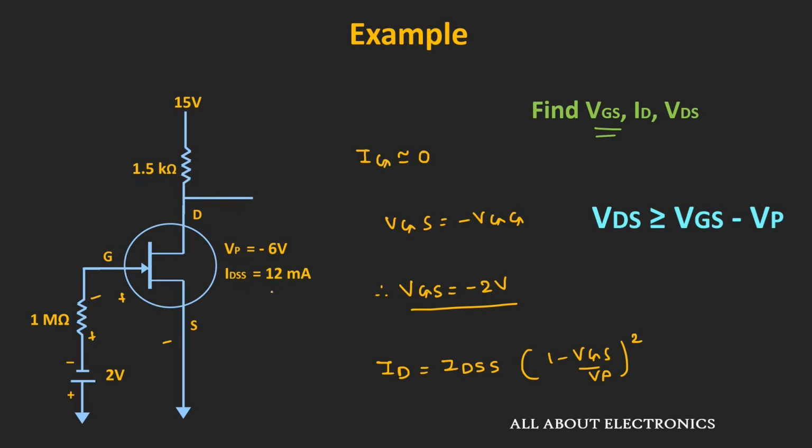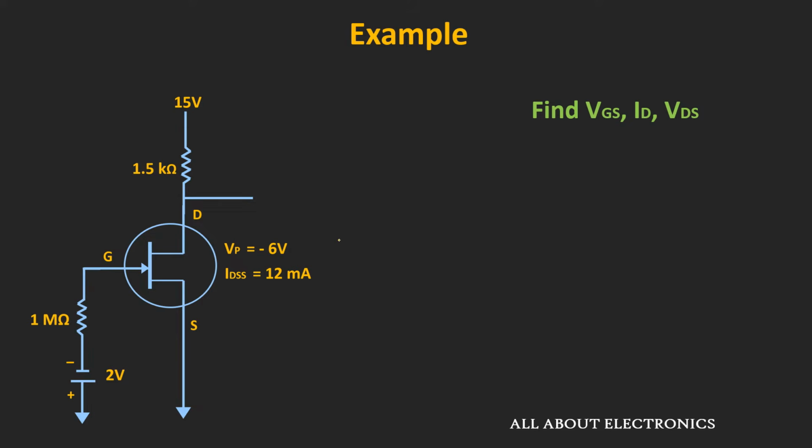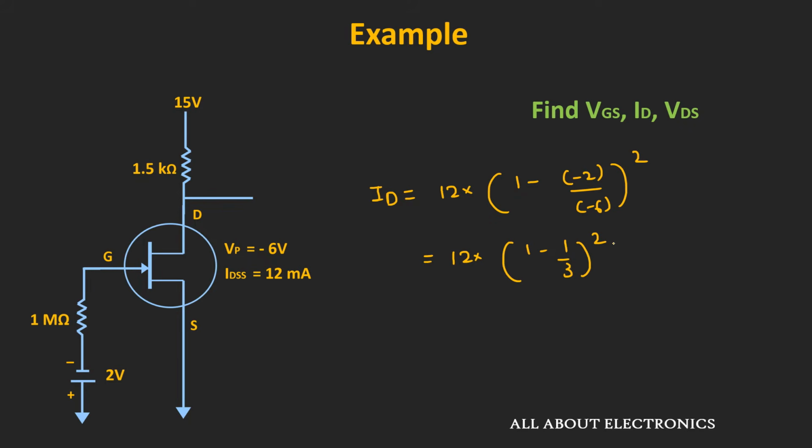So first of all, let us put the value of VGS in this expression. Now here, we have already been given the value of VP and the IDSS. So from this we can say that the drain current ID is equal to 12 times (1 minus 2 divided by minus 6) whole square, or we can say that the drain current ID is equal to 12 times (1 minus 1 by 3) whole square. And if we simplify it, then the drain current ID will be equal to 16 by 3 milliampere.